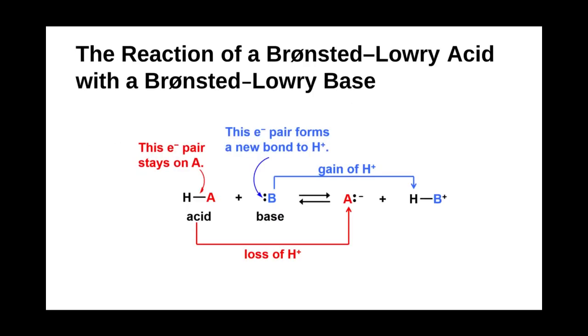So we can look at what this physically looks like, a generalized reaction of a Bronsted-Lowry acid with a Bronsted-Lowry base. We have HA reacts with B, giving us A and HB, with A being negatively charged and HB being positively charged. But you'll notice the acid loses its proton, and the base gains its proton, right? Because it was just B, now it's HB. So this is the generalized reaction between an acid and a base.